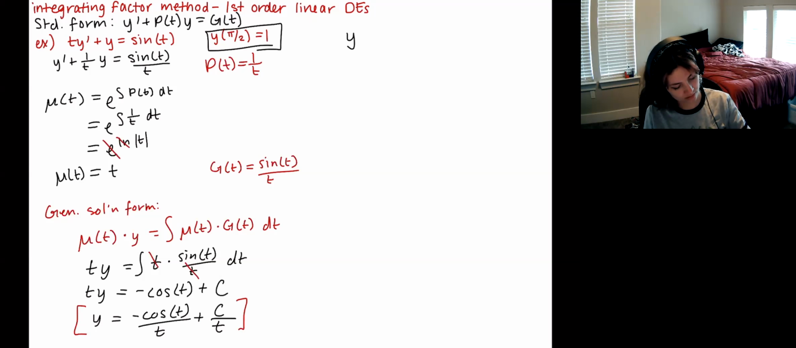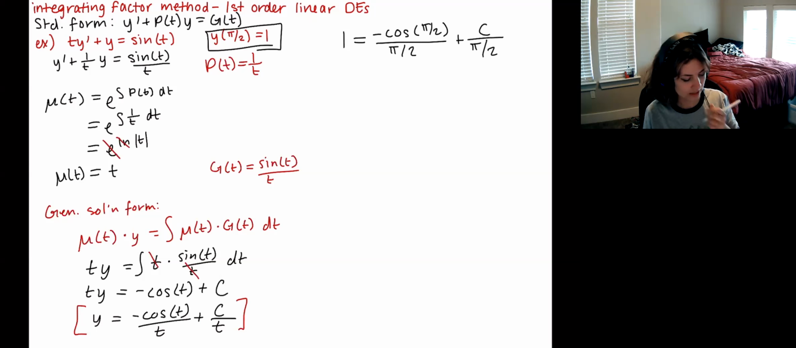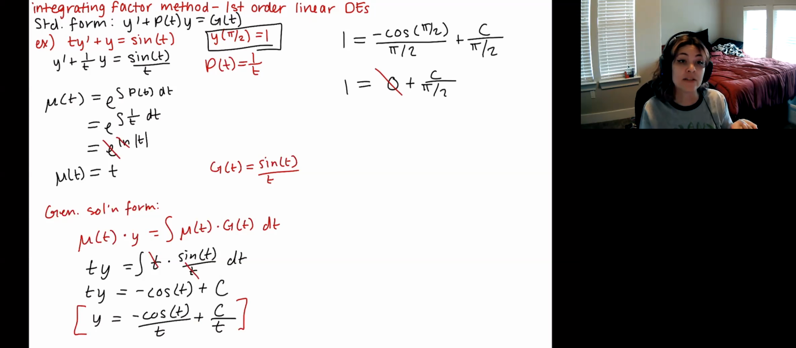So we get 1 is equal to negative cosine of pi over 2 over pi over 2 plus c over pi over 2. Basic trig, we know that negative cosine of pi over 2 is just 0. So we have 0 plus c over pi over 2. That 0 is just going to get out of there. And then all we have to do is multiply by pi over 2 all the way around, and we get our c value, which is just pi over 2.